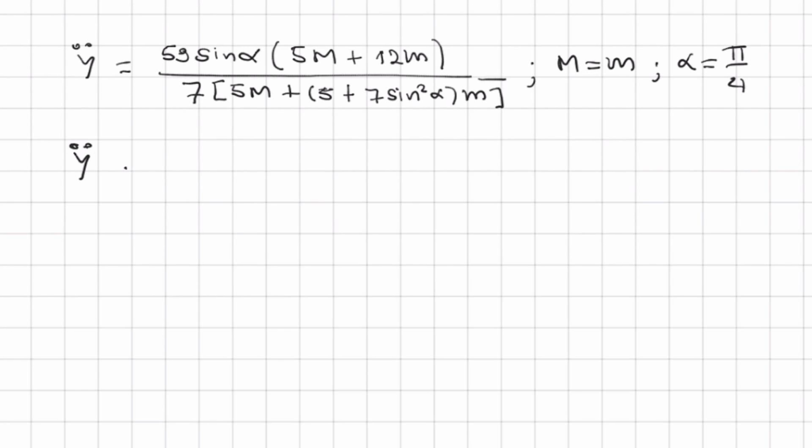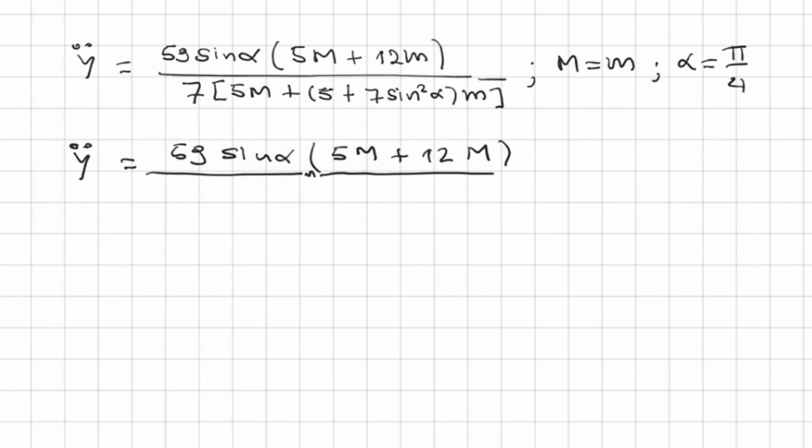Let's replace those conditions into this equation. Then we get y2 dots is equal to 5g sine of alpha plus 5m plus 12m, dividing 7, 5m plus 5 plus 7 sine square of pi quarters is 1/2 m. Okay guys, I forgot here, sorry. Here is root square of 2 dividing 2.